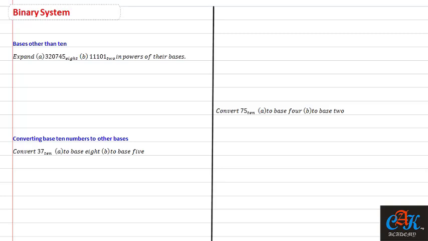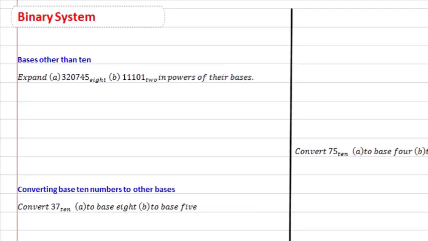Okay, alright. So today we're looking at binary system. Let's look at the bases other than base 10. Expanding the first one, 320745 base 8, and for the B, 11101 base 2, in powers of their bases. So this one we just want to show how the powers are written.